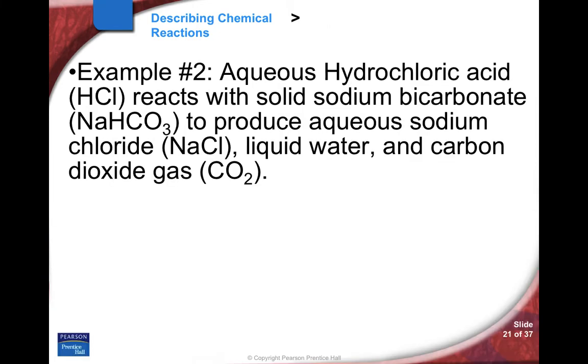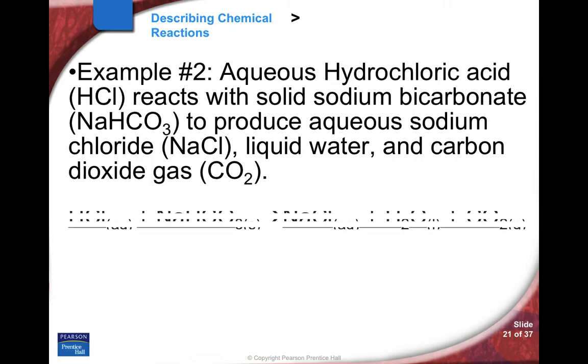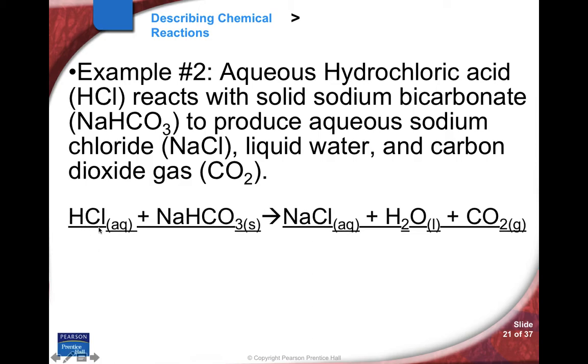Okay, example 2. Aqueous hydrochloric acid reacts with solid sodium bicarbonate to produce aqueous sodium chloride, liquid water, and carbon dioxide. So HCl is hydrochloric acid, and it's aqueous, which means it's dissolved in water, so we write AQ. Reacts with is the plus sign, sodium bicarbonate, which is baking soda, NaHCO3, and we know it's a solid, so we put a parentheses S.